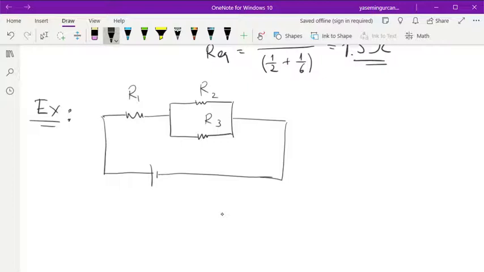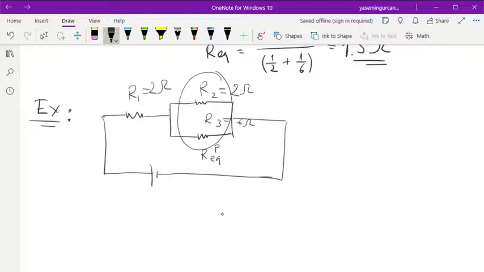What you would do here is find the R equivalent of these two parallel connected resistors, R2 and R3. Let's call it R equivalent parallel part. This single equivalent resistance of R2 and R3 is going to be in series with R1, okay? So let's give some values for these. Let's say R1 is 2 ohm, R2 is again 2 ohm, and R3 is 6 ohm.